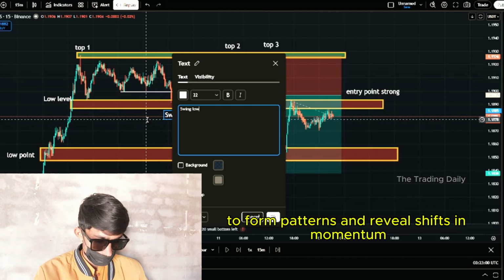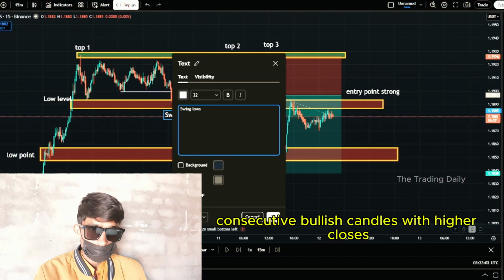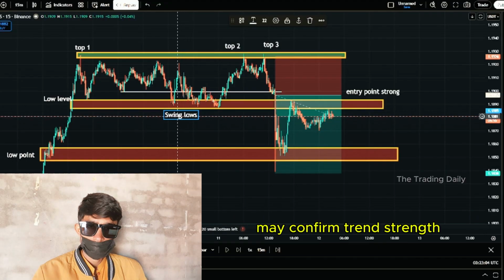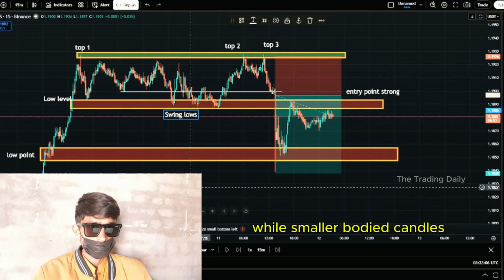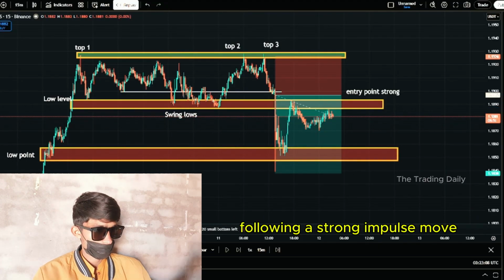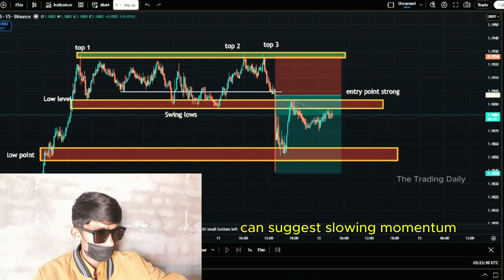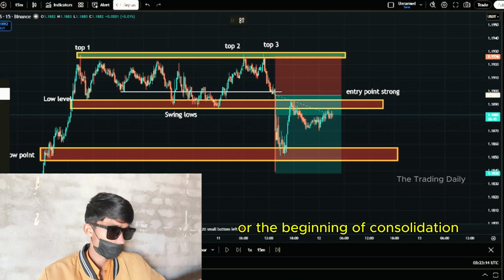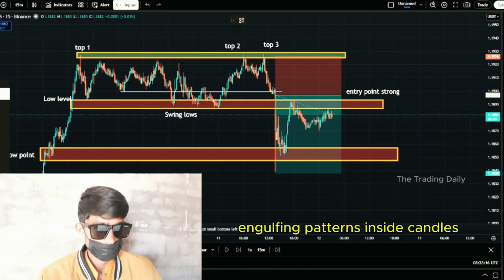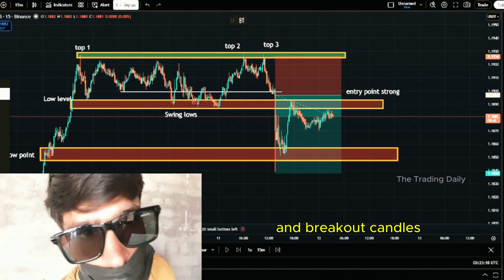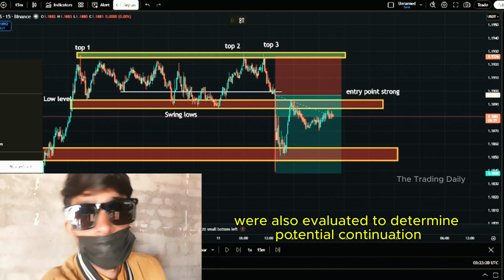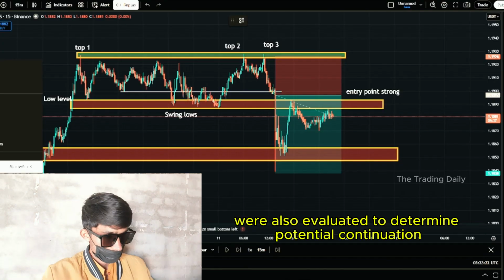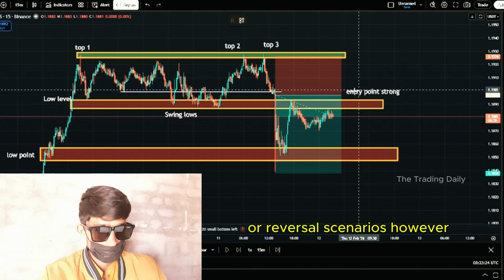Beyond individual candlesticks, we carefully analyzed how candles interact with one another to form patterns and reveal shifts in momentum. Consecutive bullish candles with higher closes may confirm trend strength, while smaller-bodied candles following a strong impulse move can suggest slowing momentum or the beginning of consolidation. Engulfing patterns, inside candles and breakout candles were also evaluated to determine potential continuation or reversal scenarios.